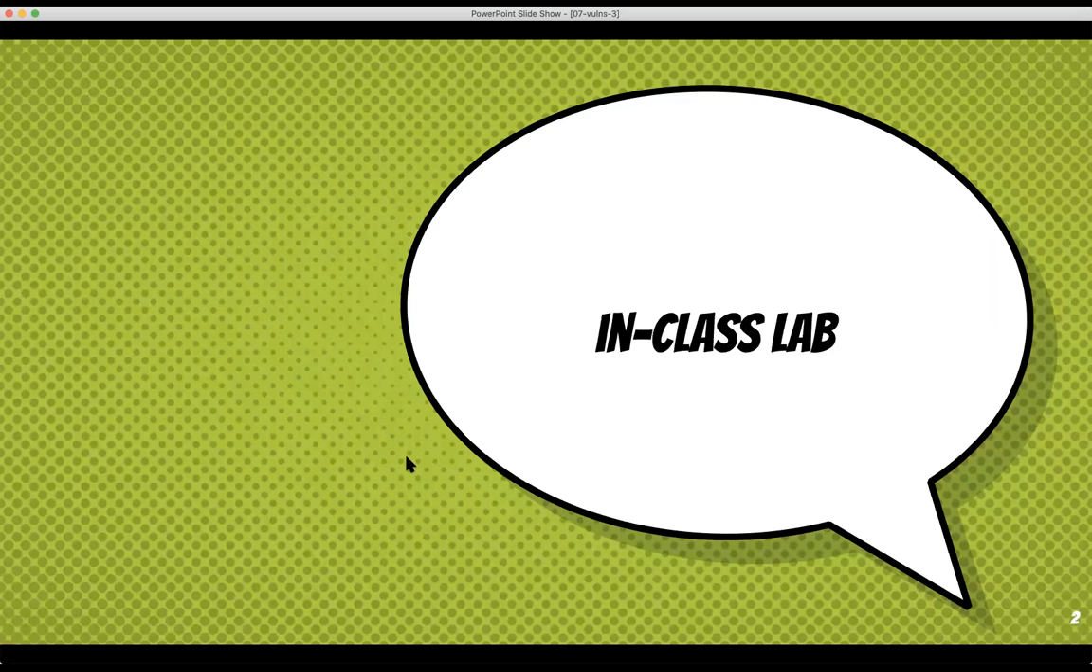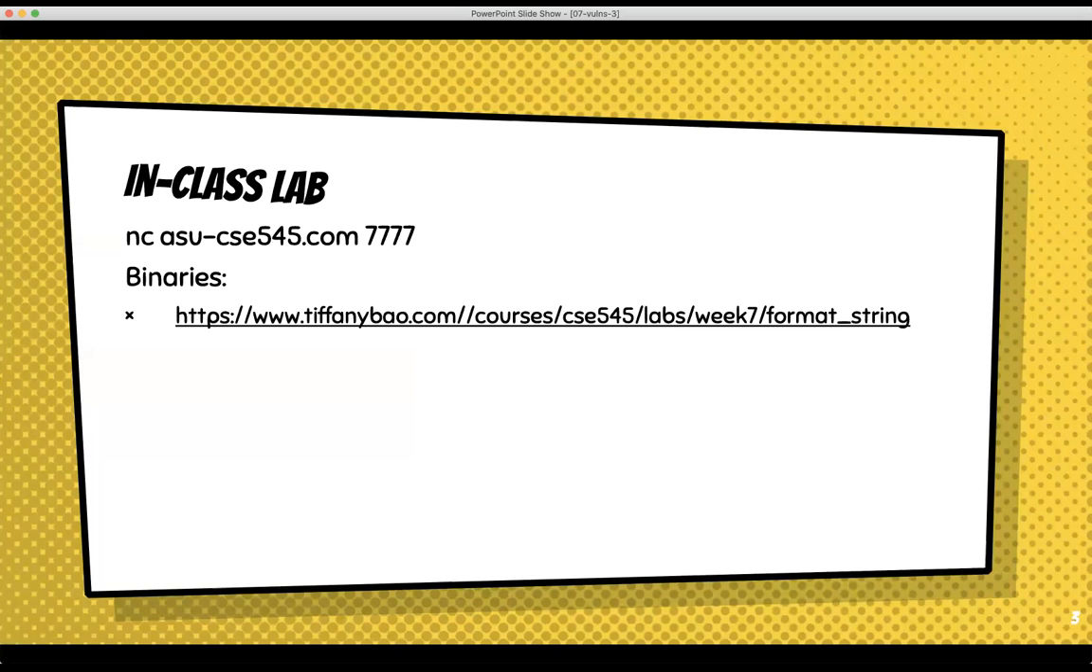So today's in-class lab is about format string vulnerabilities. The service has been on, and you should be able to connect to the service using Netcat, the same link, the same URL, and then the port is going to be 7777. And you will be able to get the binary from the specific link, or you can just go to the course schedule and you will be able to see the binary over there.